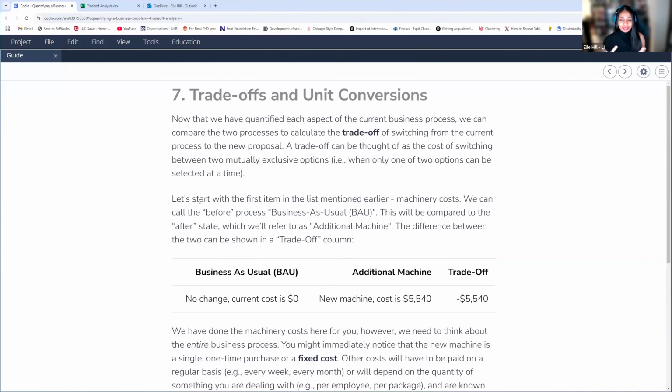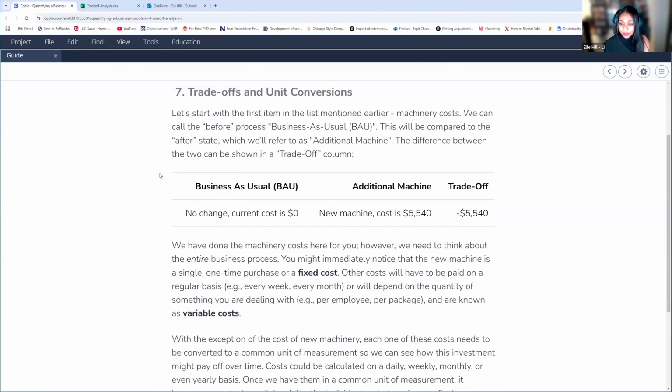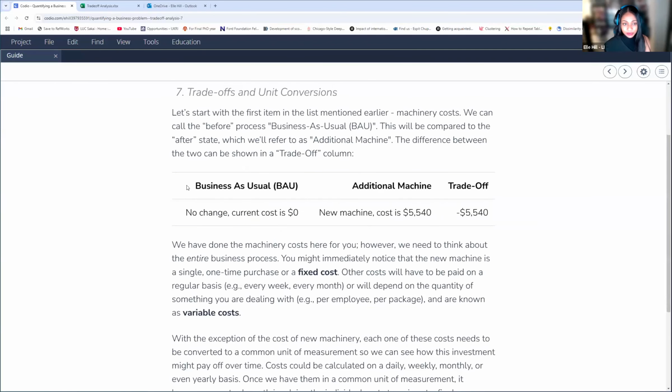So I know we did a lot of explanation, but it's really important we have that solid foundation, and we also know where we're going with all of these costs because we had quite a lot of them. So now let's understand this business as usual and just trade-off formatting overall. Here, this is going to be our first costs. So normally, business as usual means what are we currently doing now and how much does this cost us? So since we're looking at the machine, currently we actually don't have the machine, so we don't have to pay anything for it. So this is why we would have no change. Our current cost is $0 because we're not paying for any machine.